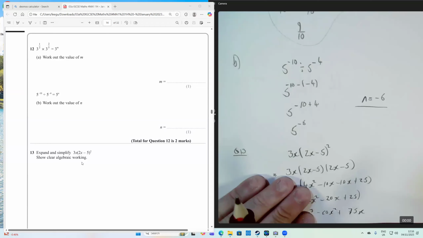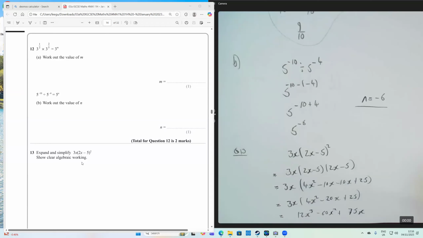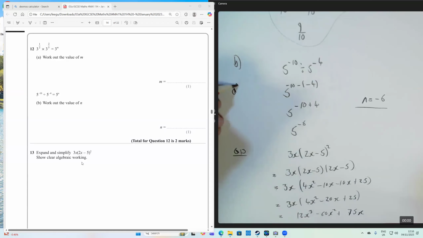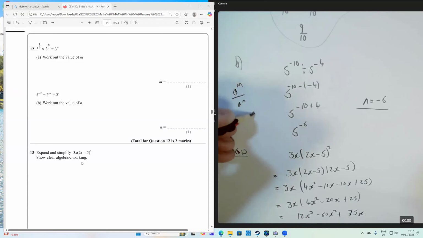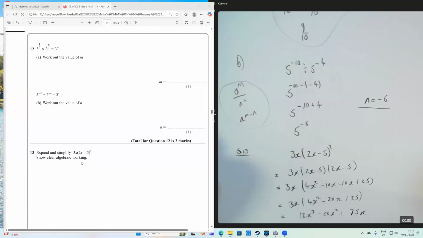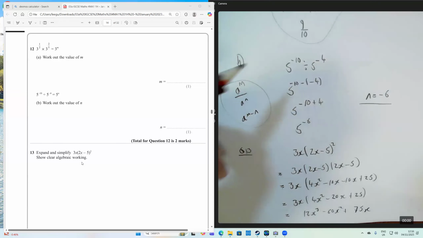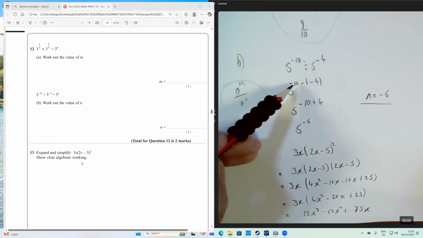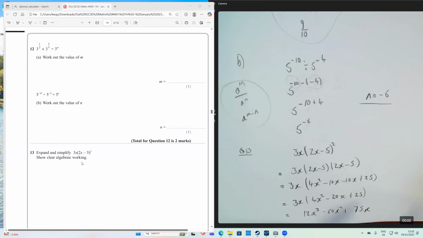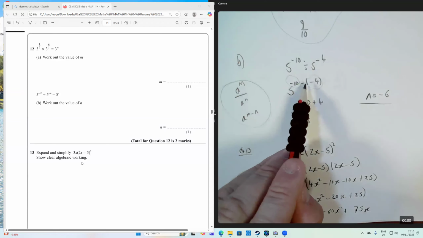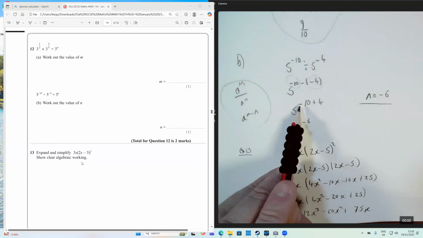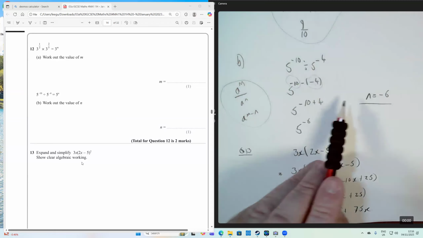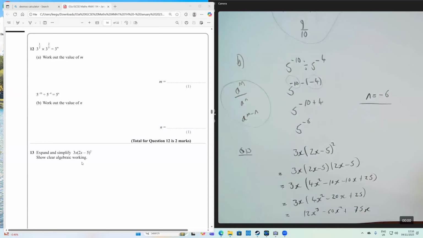Part B, we've got 5 to the power of minus 10 divided by 5 to the minus 4. Now, when you have a to the m over a to the n, that's the same as a to the m minus n. So that's the law of indices we're going to be using. So it's that power, take away that power. Now this is where you have to be careful. Two minuses come together to make a plus. So we have minus 10 add 4, and that gives us minus 6 is our value of n.